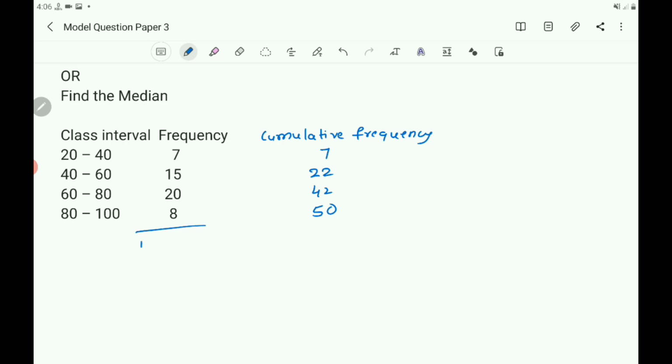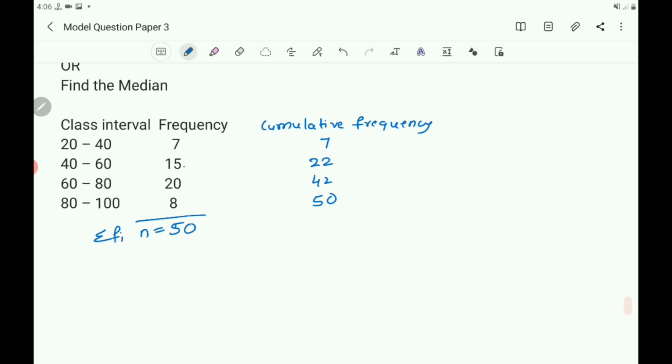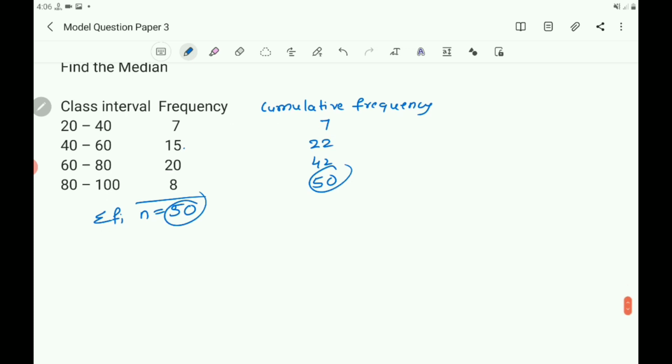Here let us find n, that is the sum of all frequencies: 15 plus 7, 22. 22 plus 20, 42. 42 plus 8, 50. So you got 50, and the sum of the frequencies is also 50. Now you got that n equals 50. Let us find the median class. How will you get the median class? You find n by 2. n by 2 is equal to 25.